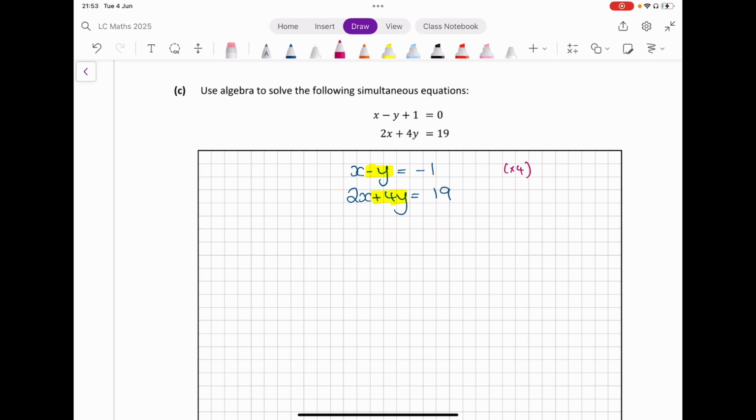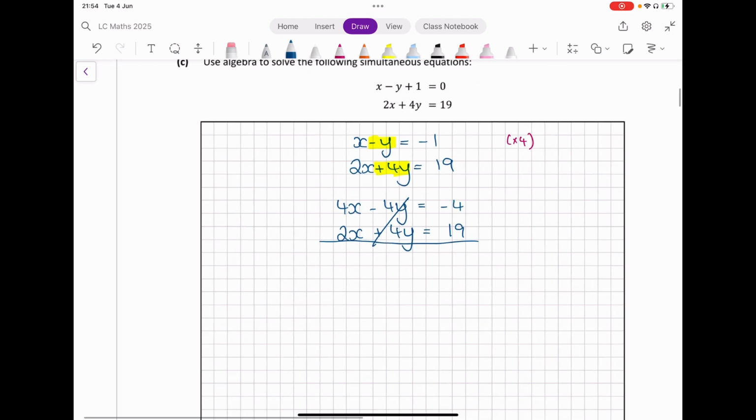So I'm going to multiply the top line there by 4, so we get 4x minus 4y, and don't forget that you multiply the entire line, so it's minus 4 on the right hand side as well. And I'm not doing anything to my bottom line, so I'm just going to write it down again. And that's all equal to 19. Then these 4y's are going to cancel out. So now I've got 4x and 2x, which gives me 6x. And that's all going to be equal to minus 4 and a plus 19 is going to give me 15.